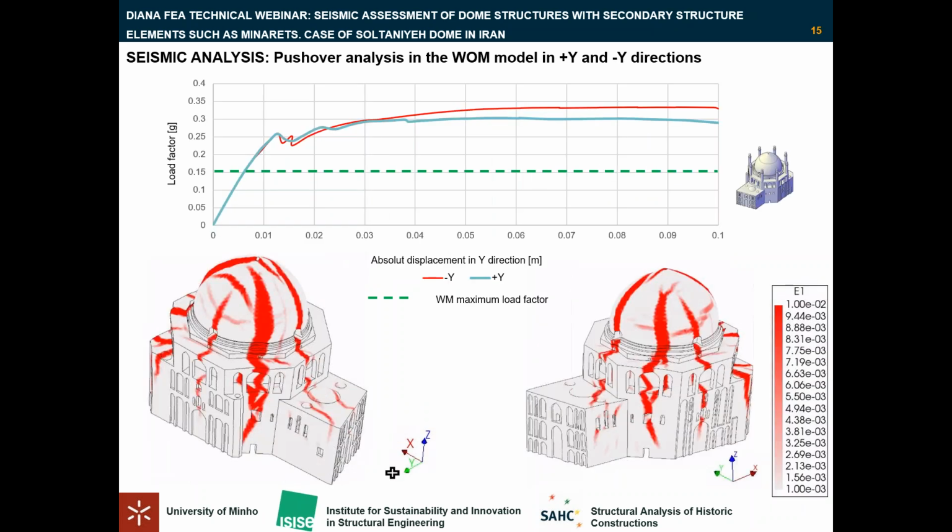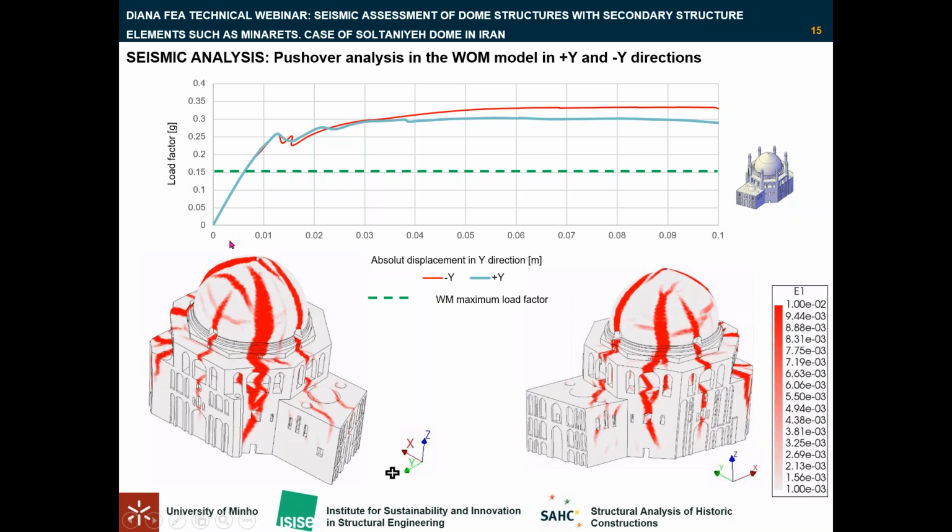In the positive and negative Y direction, in the second scenario, the capacity curve shows that the structure presents a maximum load factor of 0.29 G in the positive direction and a slightly higher maximum value of up to 0.33 G in the opposite direction, which is again lower than the first scenario, where the maximum load factor was 0.15 G.